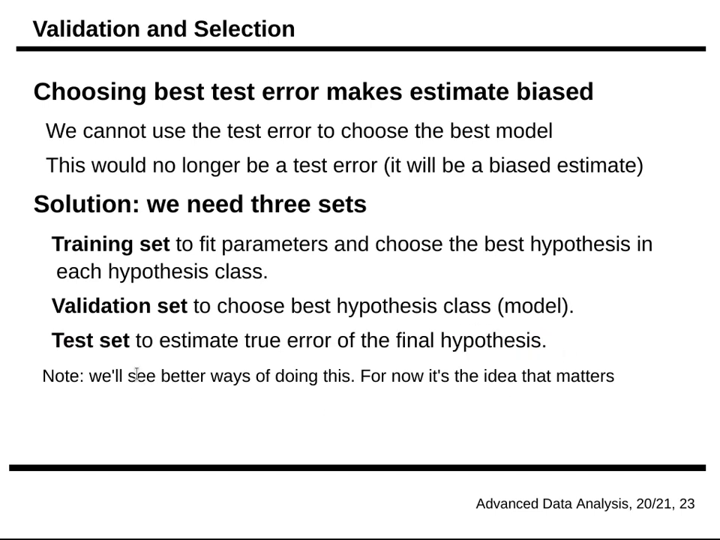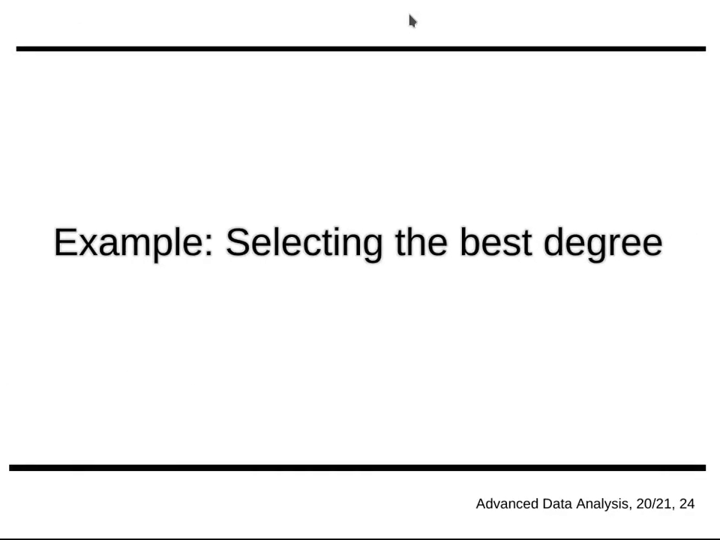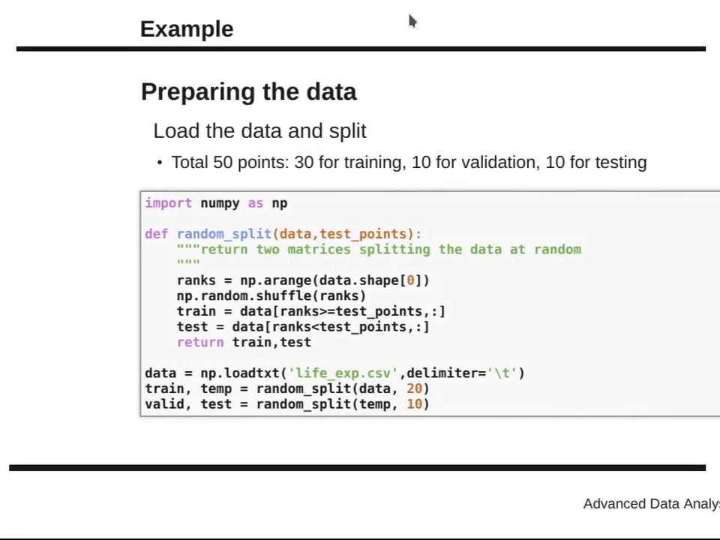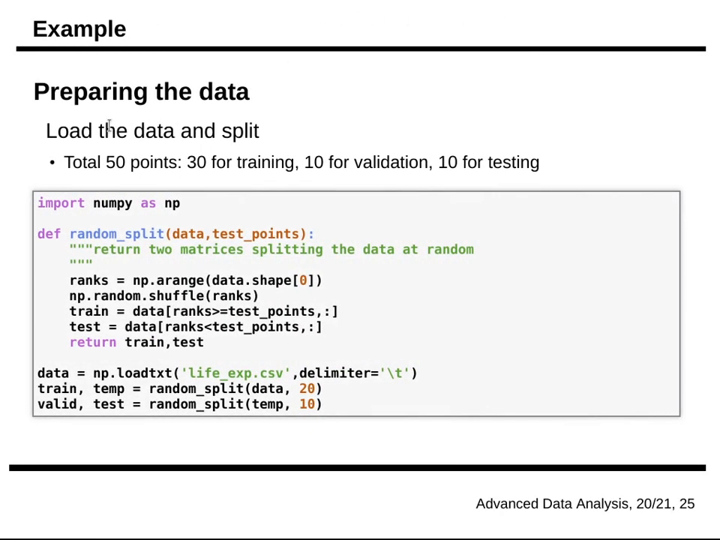Note that we'll see better ways of doing this in the next session, but we're going to start with this one, which is the simplest one and easier to understand. So let's see, as an example, selecting the best degree of the polynomial for this data. We're going to load the data here. This is the polynomial data, and we're going to load this.